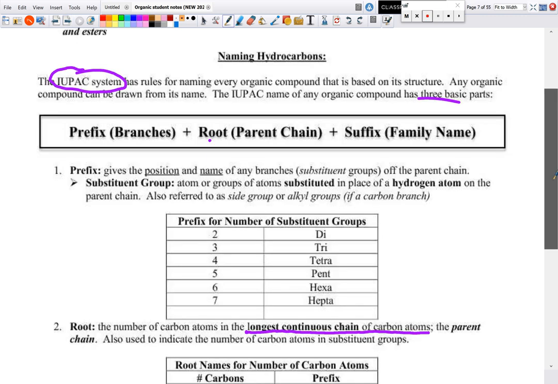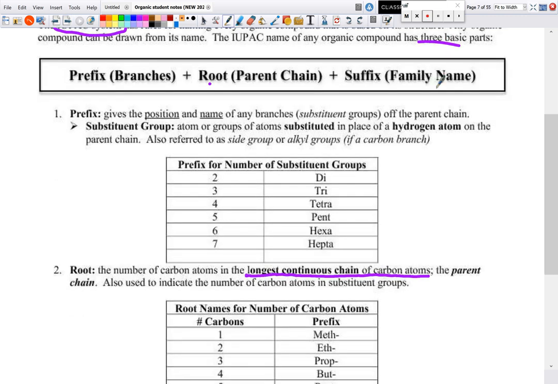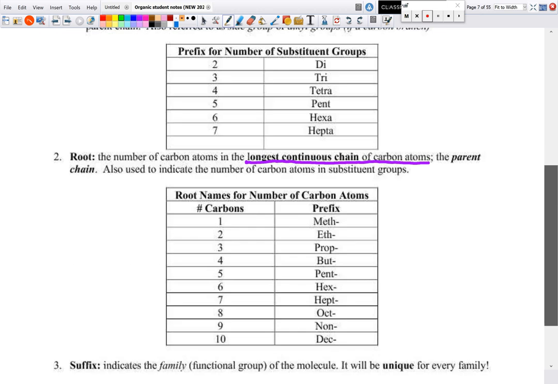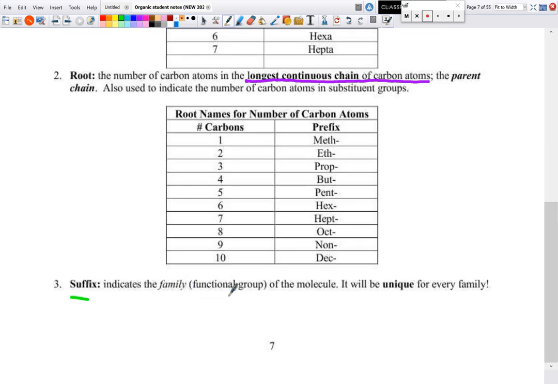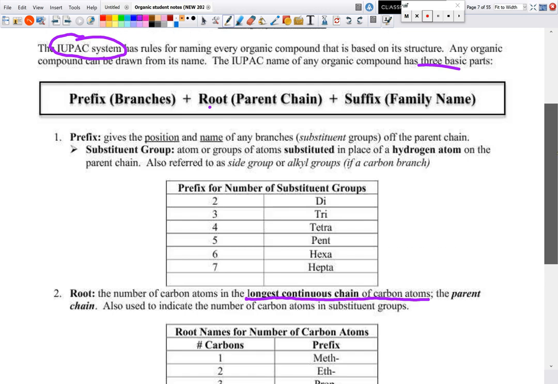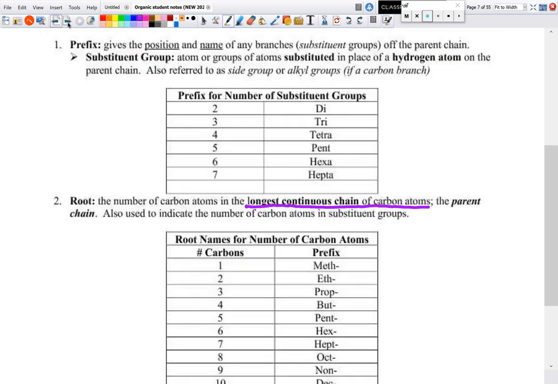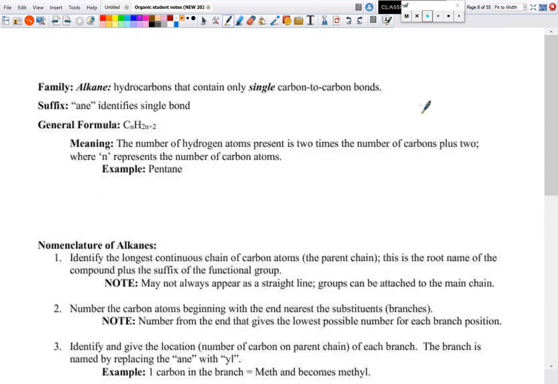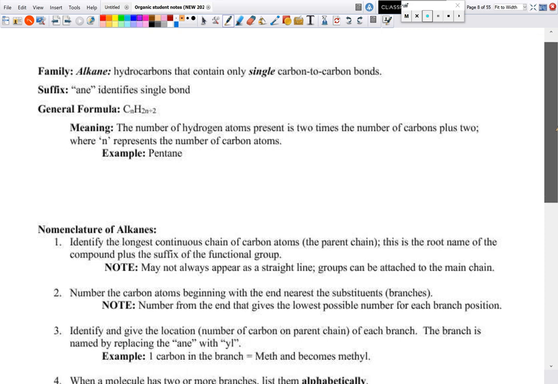And then finally, the last part of the name is going to be the suffix or the family name. Now, when we scroll down, the suffix indicates the family or the functional group. We'll get into that word very soon, and everything is unique for every family. So all the names have these breakdowns, and to get used to it, you just have to do a lot of them.